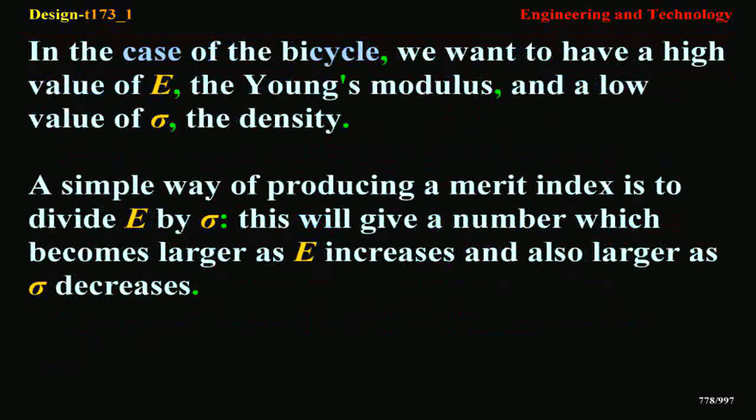In the case of a bicycle, we want to have a high value of E, the Young's modulus, and a low value of the density. A simple way of producing a merit index is to divide E by the density.